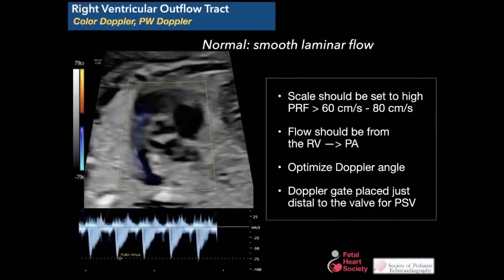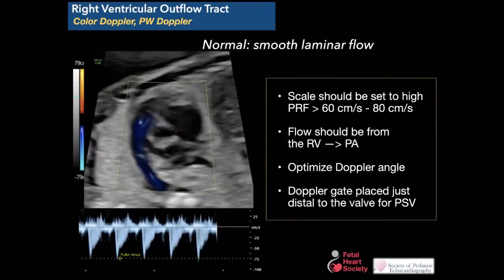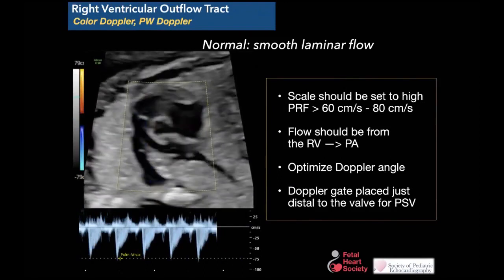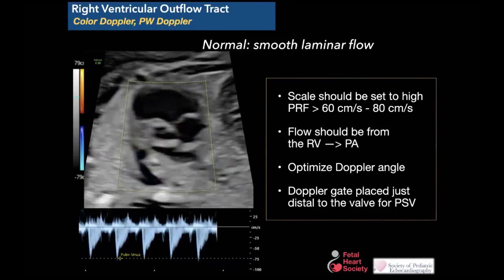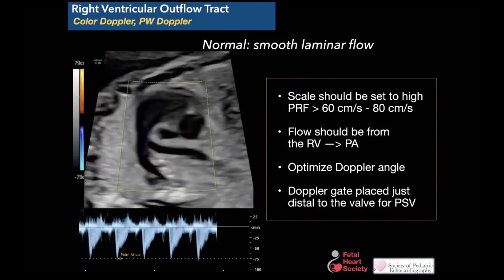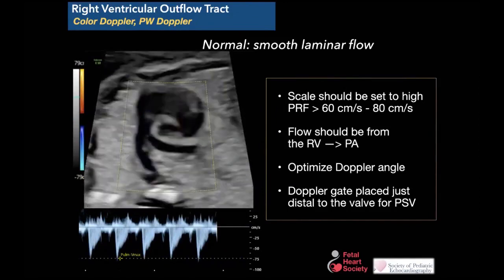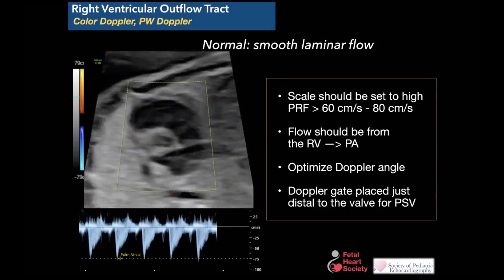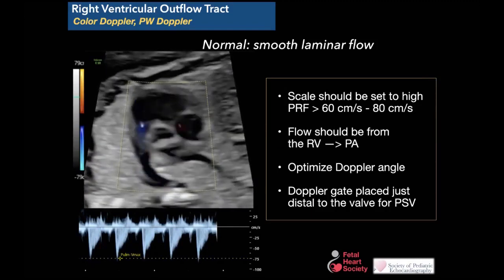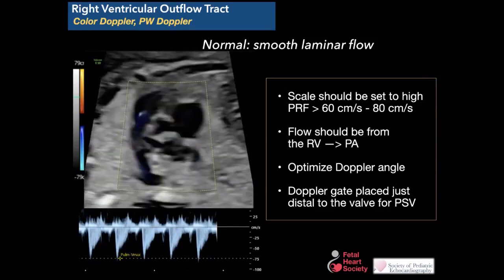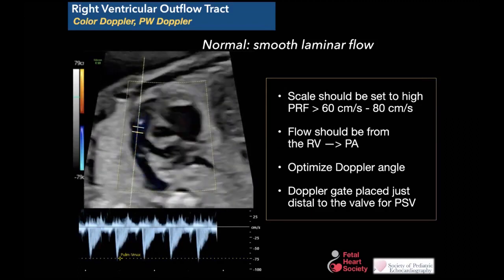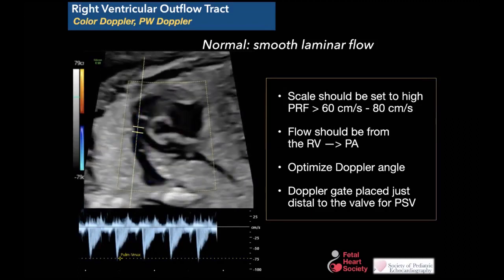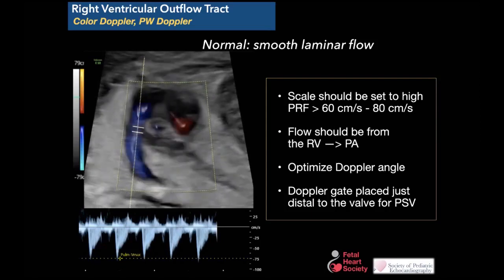And assessing for color flow through the pulmonic valve, normal flow is smooth laminar flow. Here the scale should be set to high with a PRF of at least greater than 60 to 80 centimeters per second. And flow should be from the right ventricle to the pulmonary artery. Again, very important to optimize your Doppler angle. And you want to place the Doppler gate just distal to the valve for peak systolic velocity.